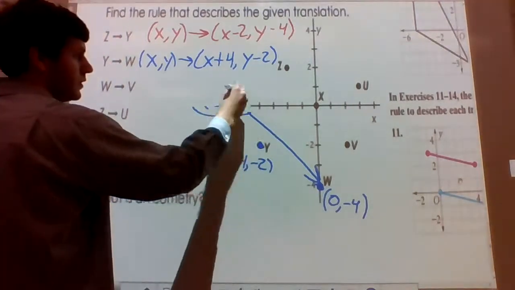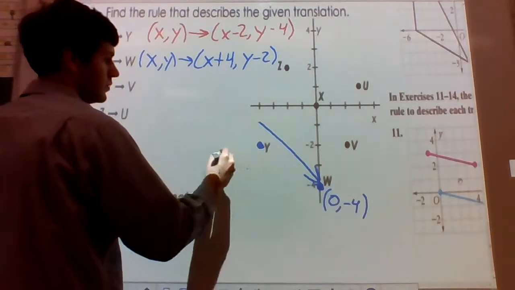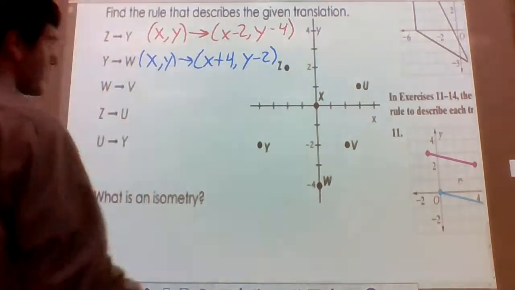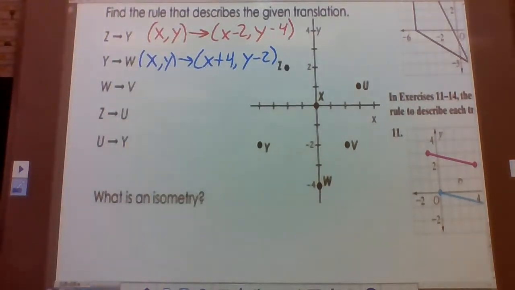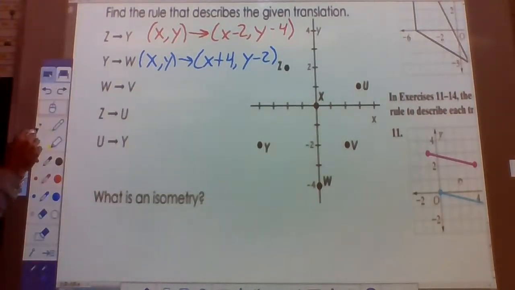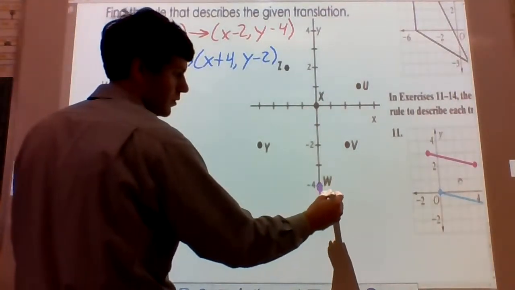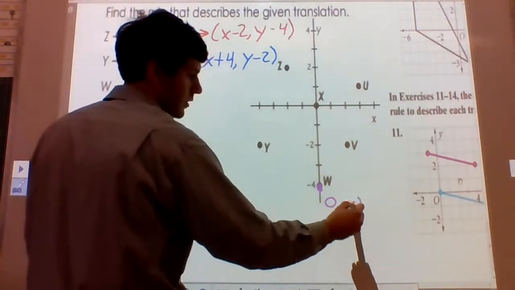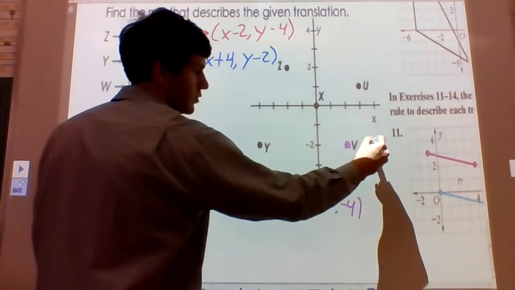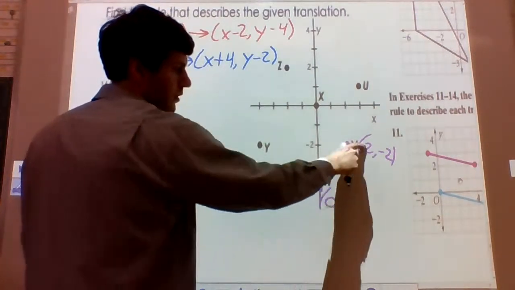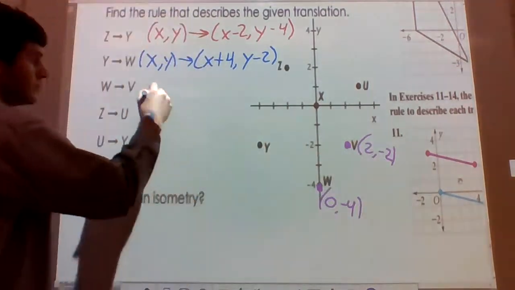Okay. Third one here is W to V. So to get from W to V, we need to go right 2 and up 2. So here's W and V. Again, this was 0, negative 4. I want to go to V. That's going to be 2, negative 2. How do we get from 0 to 2? We go right 2, so we go plus 2.